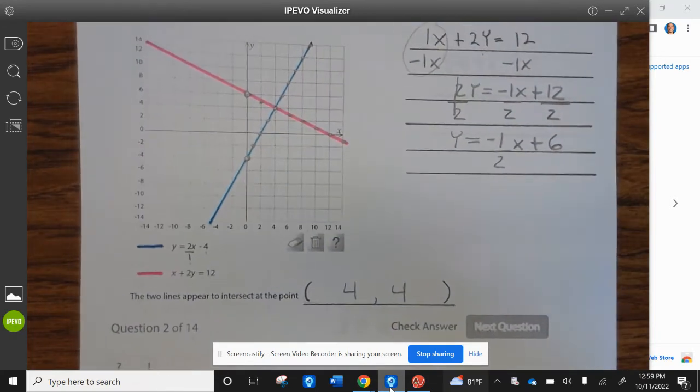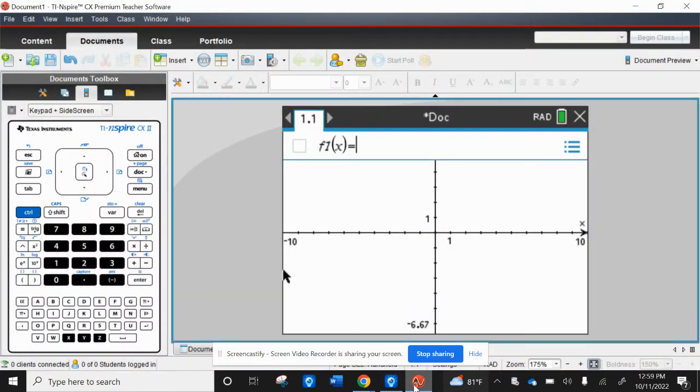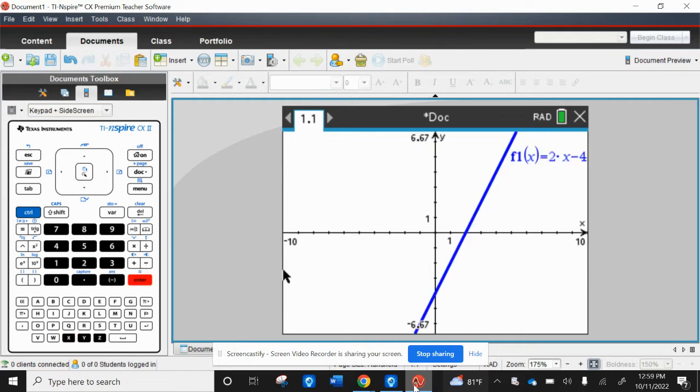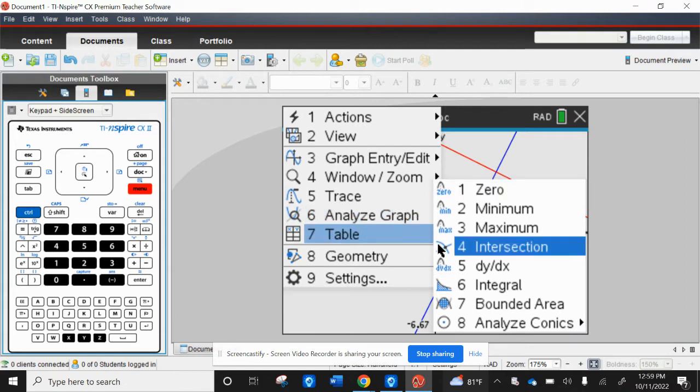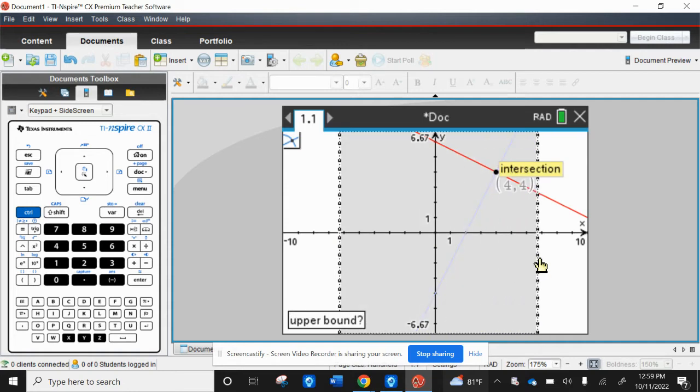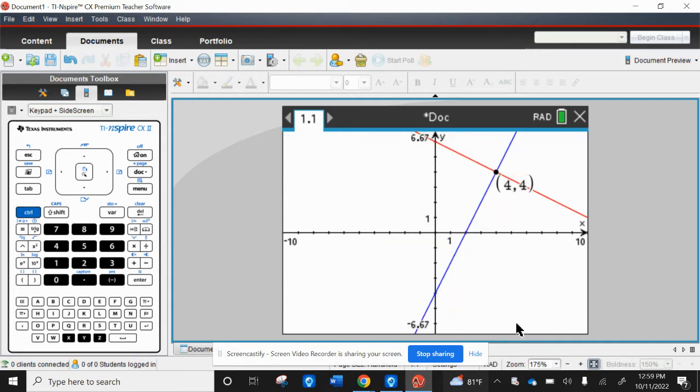Okay, now we're going to use the calculator to check to make sure that that is the correct solution. So we're going to graph 2x minus 4. Tab, we're going to graph -1/2x plus 6. All right, and then I'm actually going to delete the equations, and then I'm going to go to Menu, Analyze Graph, Intersection. I'm going to click, drag across. That verifies that our solution is correct.